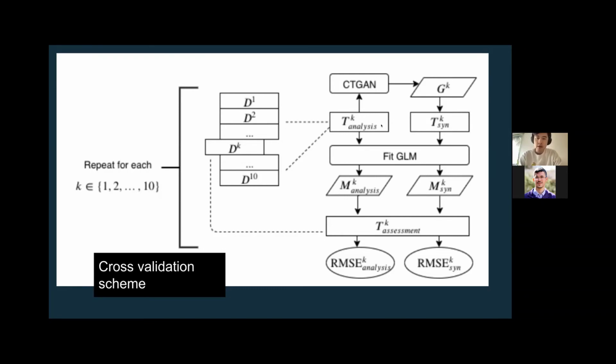So our T sub analysis super K, this is our real data set, and then this is our fake data set on the right. And then we're going to create a model, a GOM in this case, based off of these two data sets, and come up with two models. So we got a model that's trained on real data, and a model that's trained on fake data.